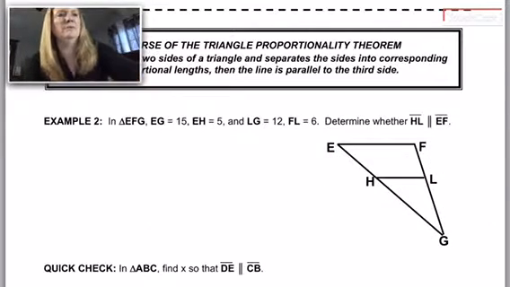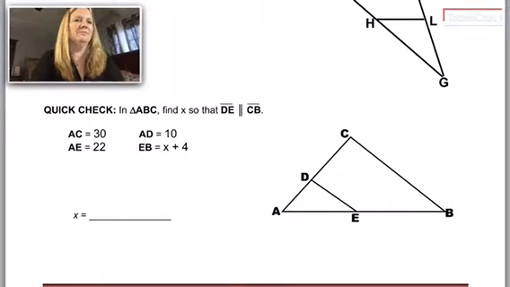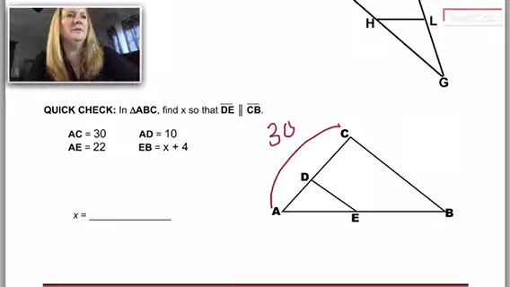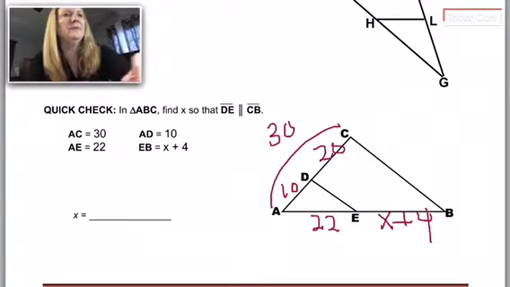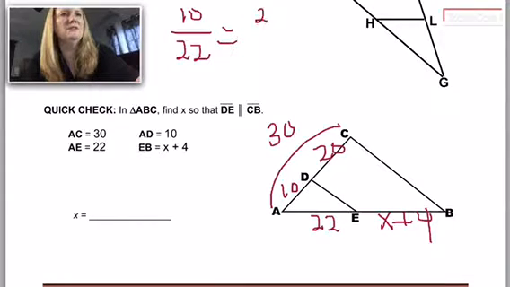Okay, so you should pause and set this one up yourself. AC is 30. AD is 10. AE is 22. And EB is x plus 4. So 30 minus 10 is 20. So I'm going to put 10 over 22 is equal to 20 over x plus 4.